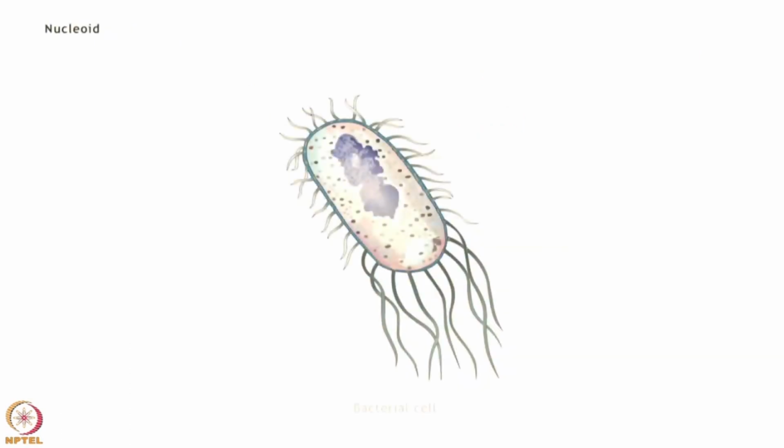Nuclear material in the bacterial cell is not separated from the cytosol by a distinct nuclear membrane. However, it is usually concentrated in a specific clear region of the cytoplasm called the nucleoid. The genetic material usually contains a single circular DNA molecule.